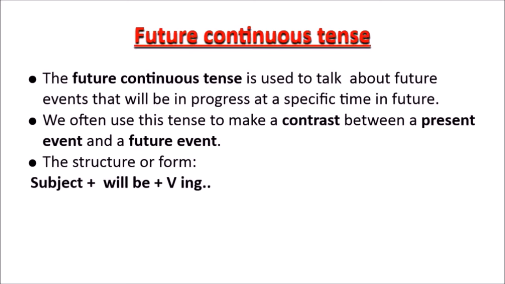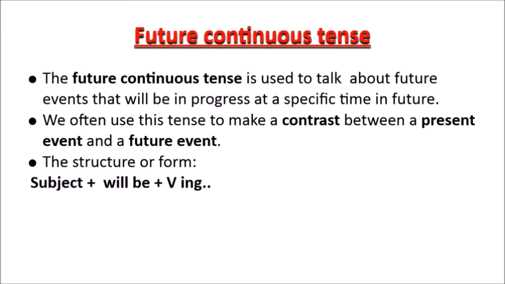So what they are trying to tell is, this tense is used to talk about future events that will be in progress at a specific time in future. So the actions that are going to happen in the future for a specific period of time in the future. Okay, so look at the next sentence. We often use this tense to make a contrast between a present event and a future event. Contrast means difference between a present event and a future event.